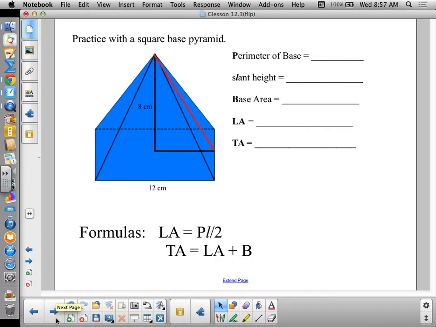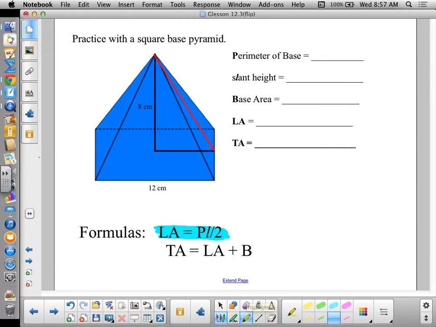Here I have a square-based pyramid. Now, you'll notice that things are not that different from when we were dealing with prisms. We still find the perimeter of the base, the base area, the lateral area, and the total area. A couple things are going to be different, though, and that's indicated in our formulas down here. First off, the lateral area, which before for prisms was perimeter of the base times the height, that's not going to work anymore because we don't have rectangles, we have triangles.